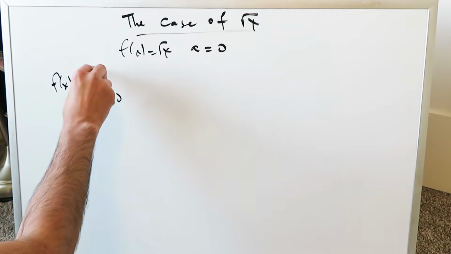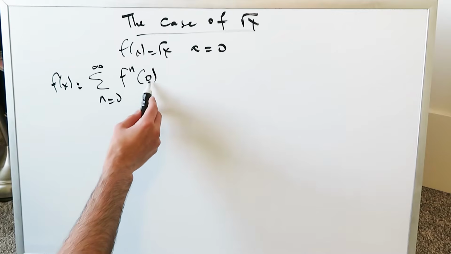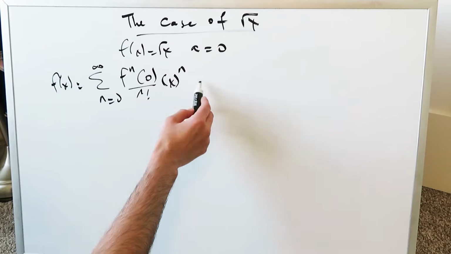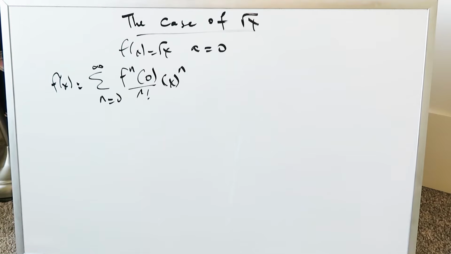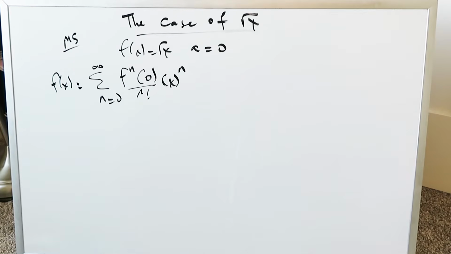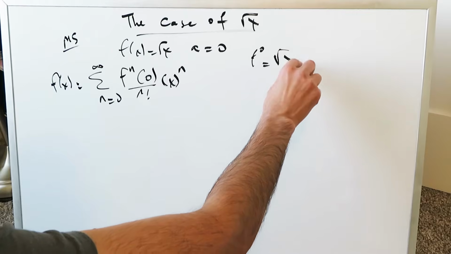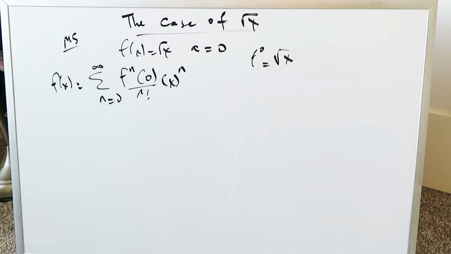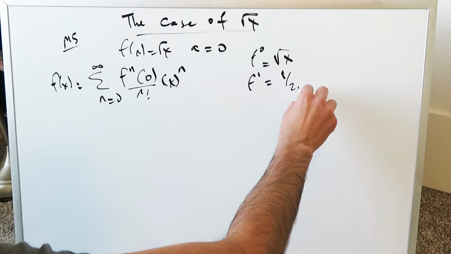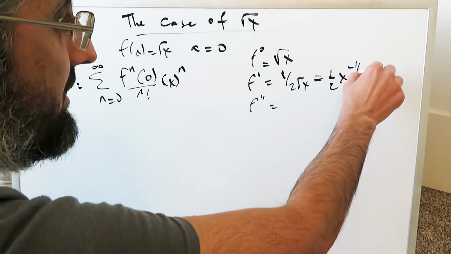N equals 0 up to infinity, you have the nth order derivatives being fed in by the value of a, which is 0, n factorial, x to the power of n, because the a is a 0. When you're looking at this, you're looking at a Maclaurin series expansion, and look what happens. When you look at the 0 order derivative of root x, it's just the original function root x. When you look at the first order derivative of root x, you have 1 over 2 root x, which you can write as 1 over 2 x to the power minus 1 over 2.